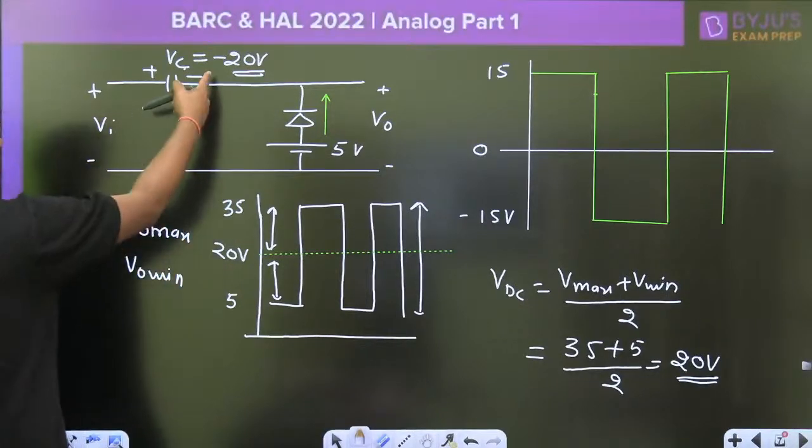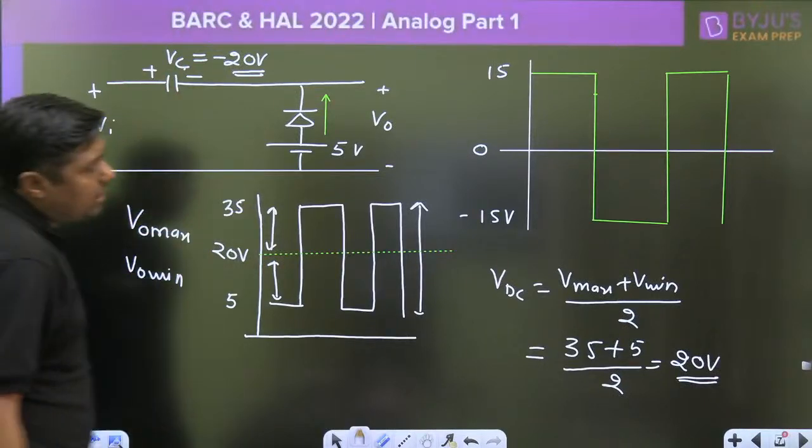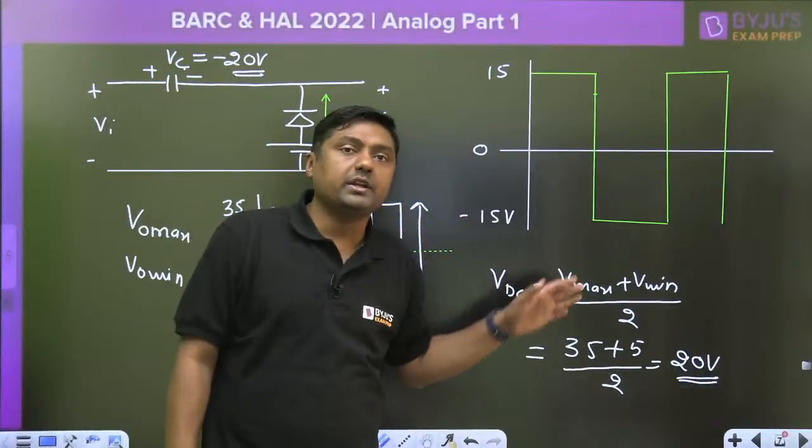This is the DC level and that is the minus 20 volt. You have to add the 20 to what, 15, and 20 to what, minus 15 volt.